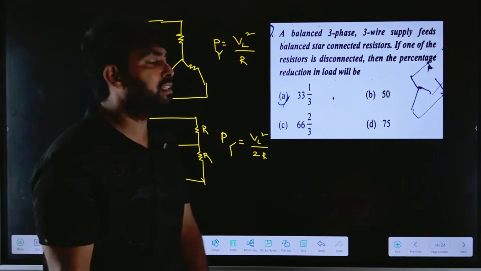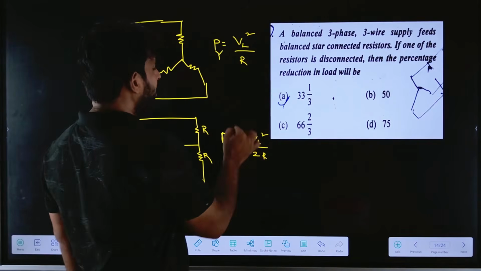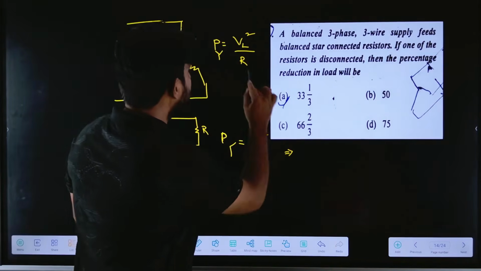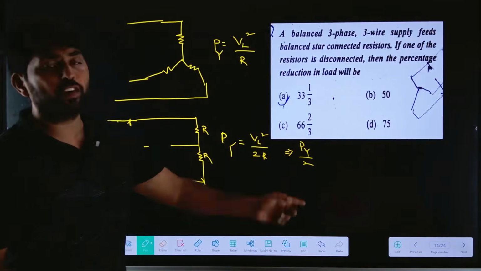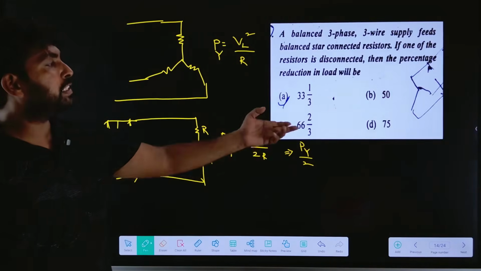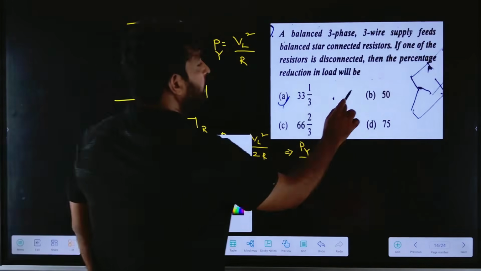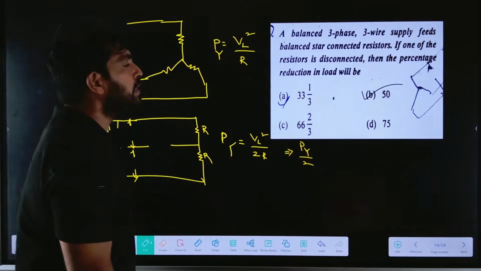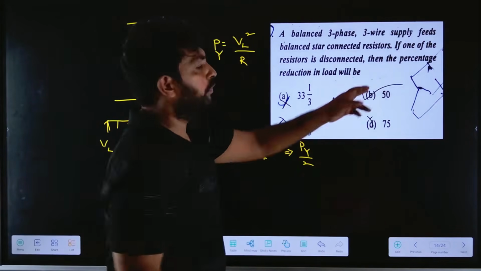How much is the reduction? So it will be 50%. So P open star equals P star divided by 2. So the reduction in the power equals 50%. So the answer is 50%. These three options are the wrong options. So the option is 50%.